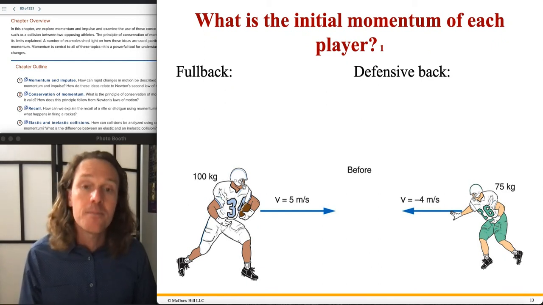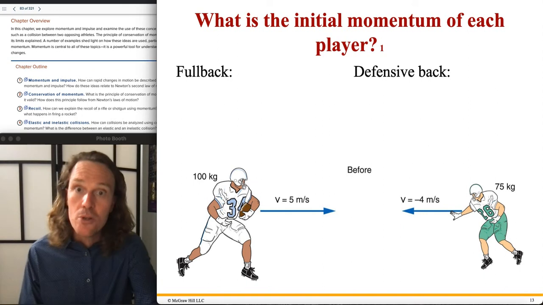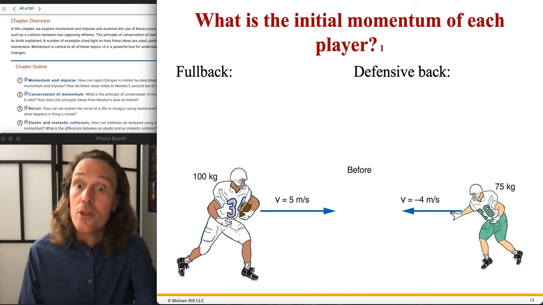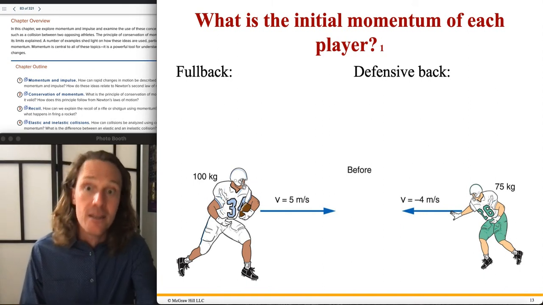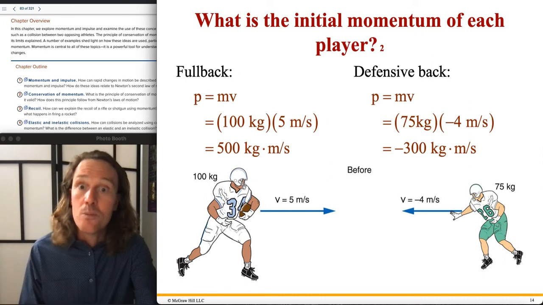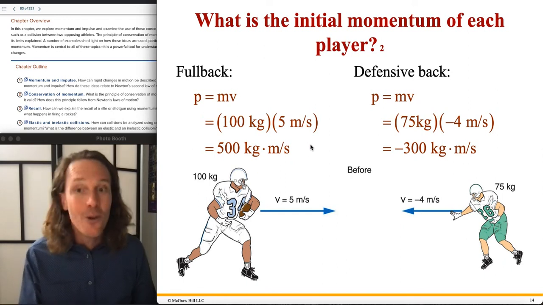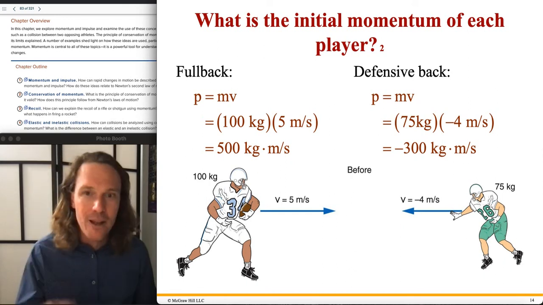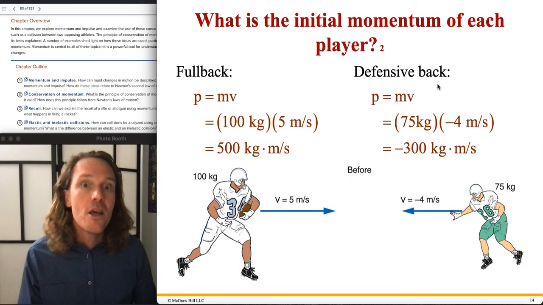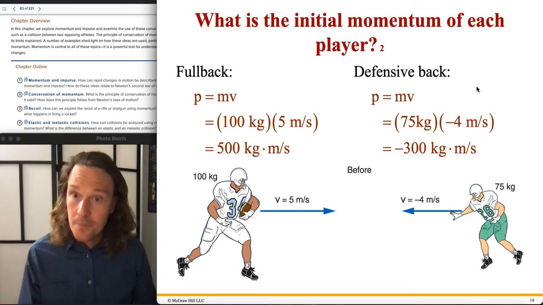Pause the video. Now I'm going to show you the results of the calculation for the individual momentum for the fullback and the defensive back. With the fullback, the momentum is mv, 100 kilograms times 5 meters per second. You take that product and you get 500 kilogram meters per second, or the units I like to use, Newton seconds. Both are fine.